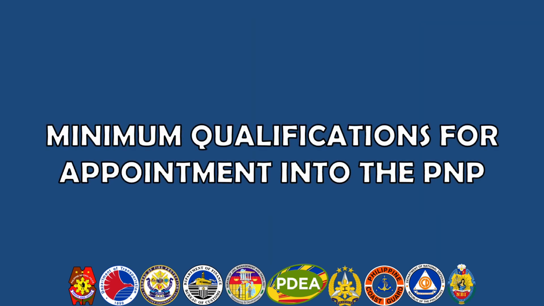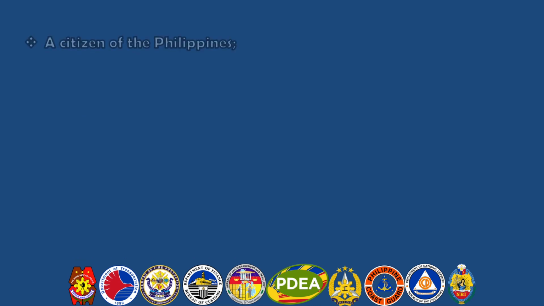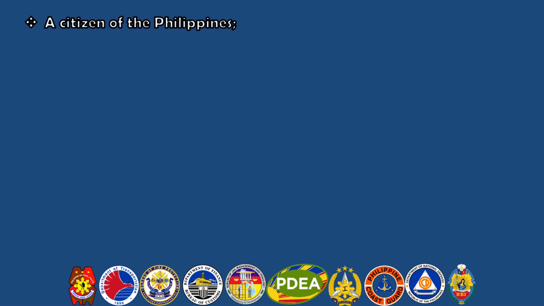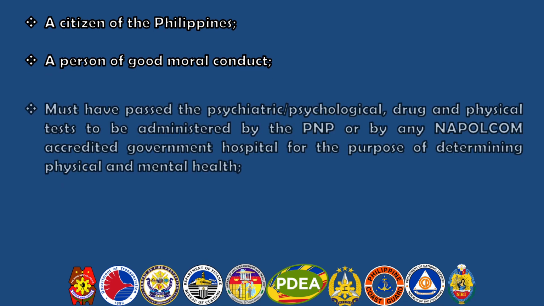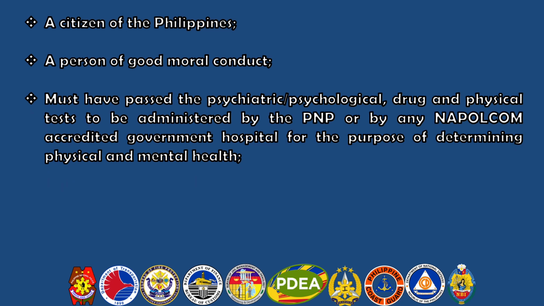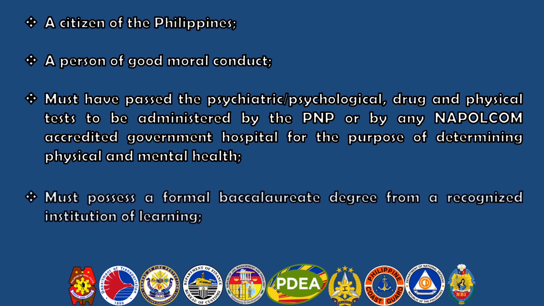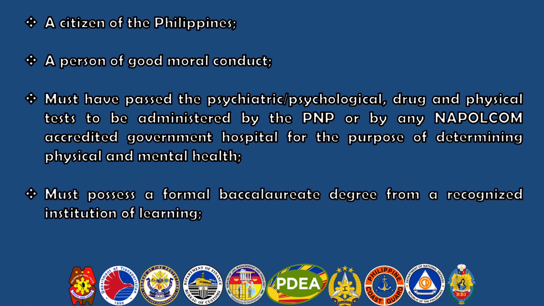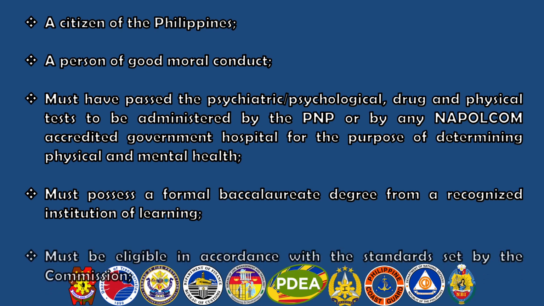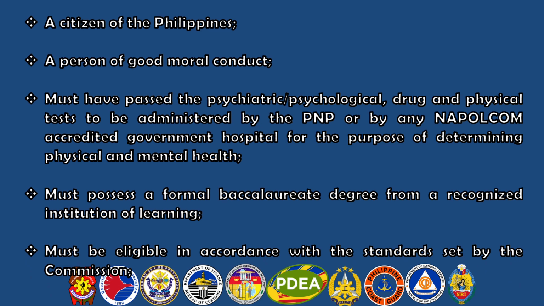Next would be the minimum qualifications for appointment into the Philippine National Police. So ano ba yung mga qualification na kailangan for you to be qualified for the position of patrolman or Police Officer 1? First is you need to be a citizen of the Philippines. A person of good moral conduct, must have passed the psychiatric, psychological, or neuropsychiatric examination, drug test, and physical test. Must possess a formal baccalaureate degree from a recognized institution of learning. So, baccalaureate degree, 4-year degree course, and must have the eligibility in accordance with the standard set by the Commission.